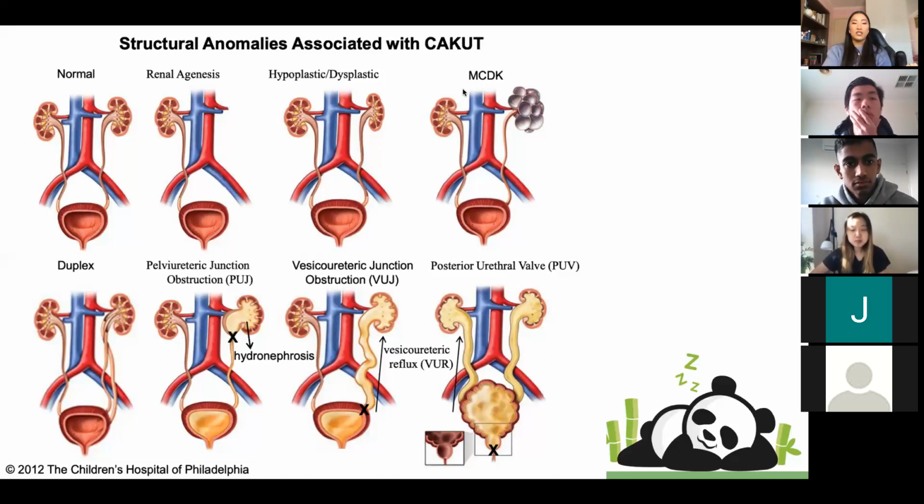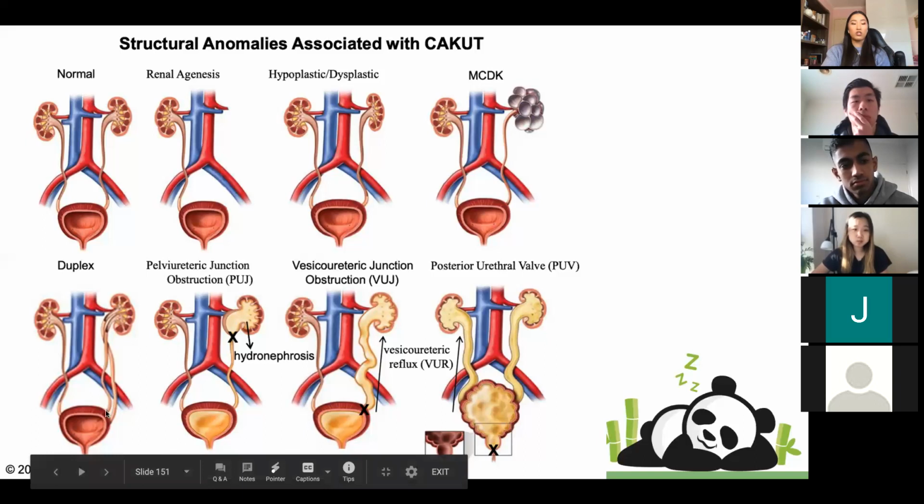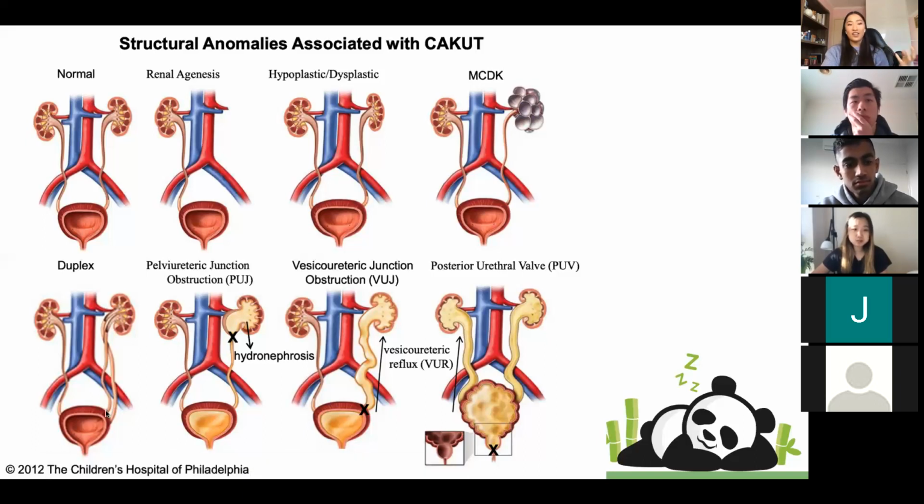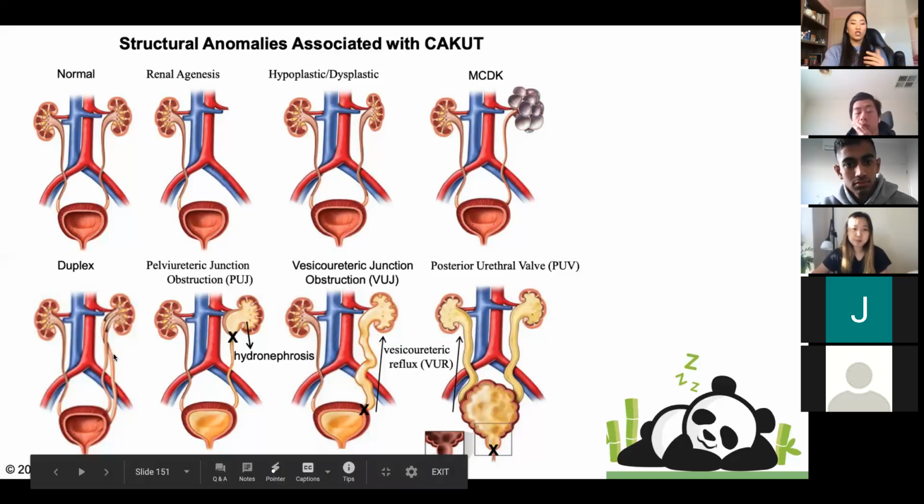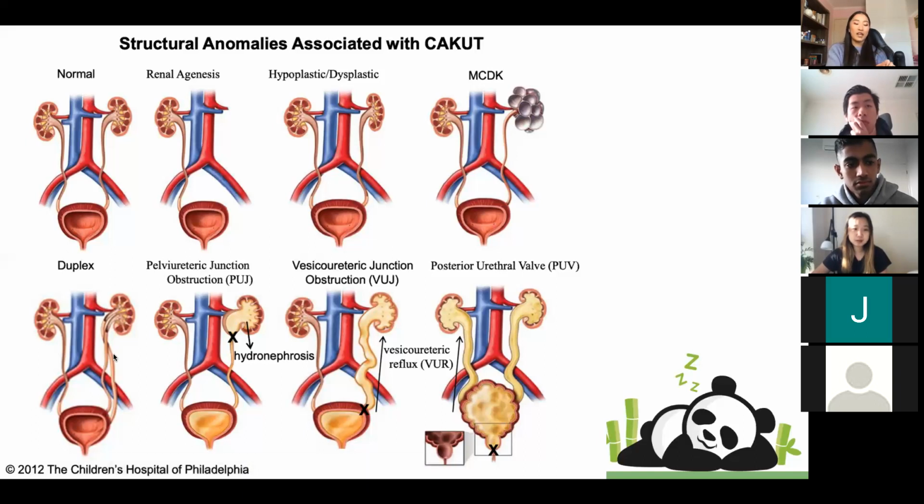MCDK, multicystic dysplastic kidney. We'll talk about polycystic kidney disease in a second. So this is essentially where your functional renal parenchyma is replaced by these big fluid-filled sacs that can do nothing, essentially. You can get duplex ureters, where you have 2 ureters for 1 kidney. You might think that's a great thing because now you have more space to filter out your urine, but actually it can cause obstruction because they tend to twist around each other and cut each other off. And so that will cause obstruction and kidney problems there. Then you've got your obstructions.